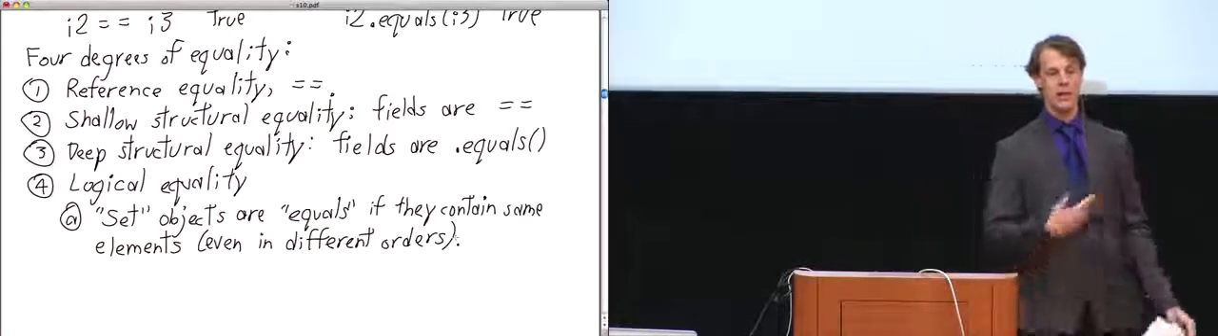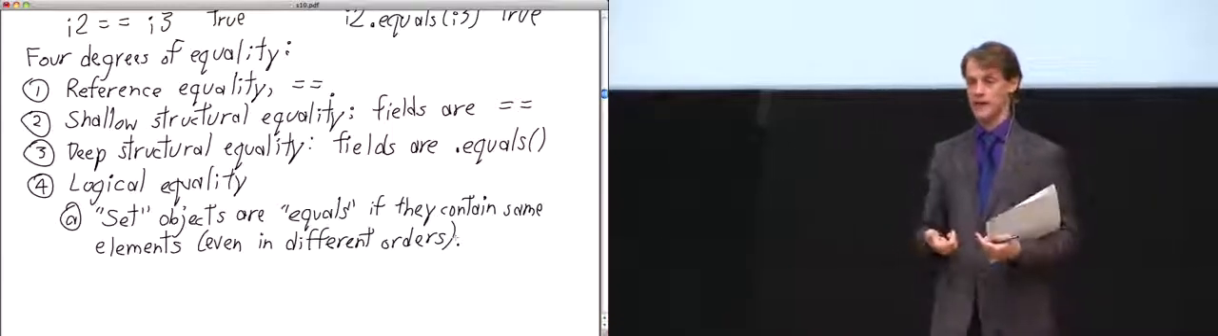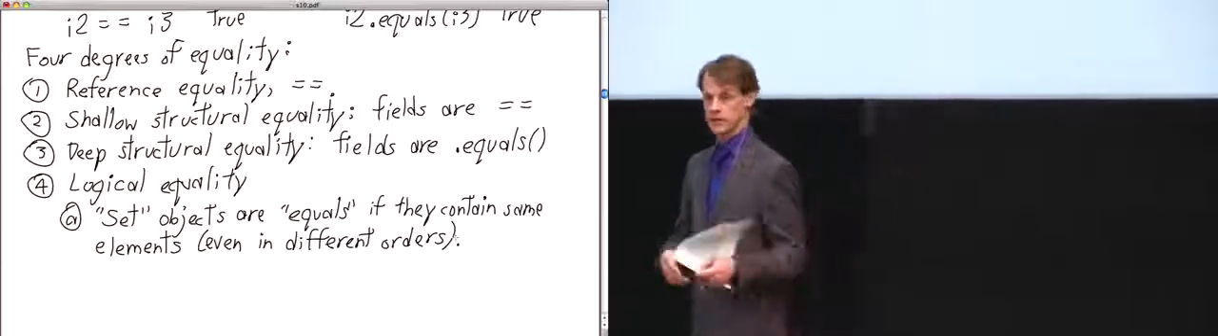So set equality is not the same as list equality. 2 lists are considered to be equal if they have the same items in the same order. 2 sets are considered to be equal if they have the same items, period.